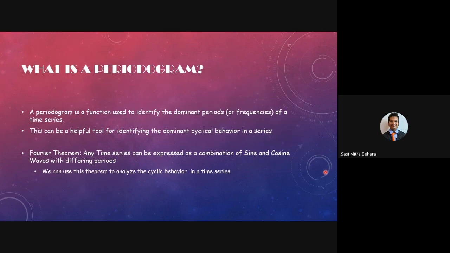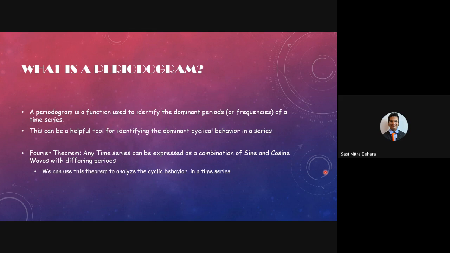Now a periodogram is, so let's just talk about a periodogram first. A periodogram is basically a function that is used to identify the dominant periods or frequencies in a time series. This can be a helpful tool for identifying the dominant cyclical behavior in a series.